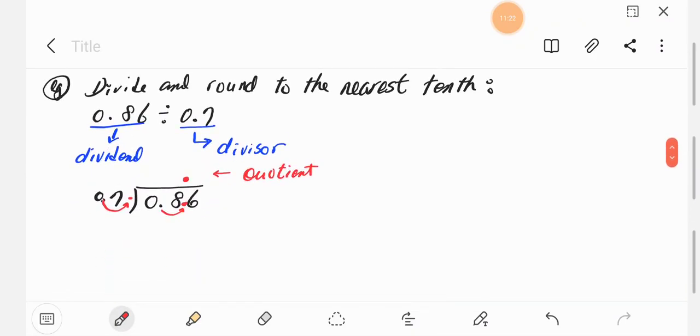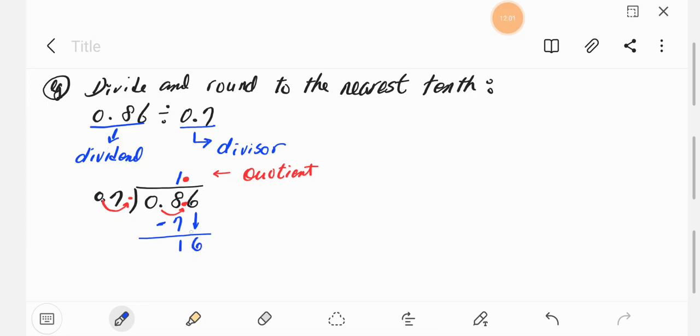So let's divide it. Now the divisor is 7, because we moved the decimal point to the right. So we're going to divide this number by 7. Look at this. There is 8 point, right? So divide 8 by 7. We have only 1. So 1 times 7 is 7. And then we do the subtraction. 8 minus 7 is 1. And then bring this 6 down.